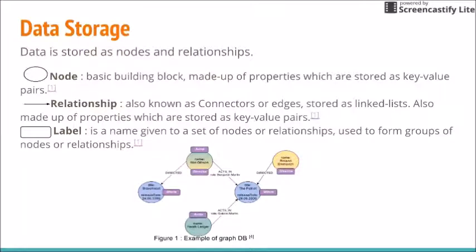Relationships are another basic building block of graph databases. They are also called connectors or edges. They are used to connect two nodes. They are depicted as directed arrows from one node to another, defining the relationship between them. Lastly, the graph database uses labels, which is a name given to a set of nodes or relationships used to form a group of nodes or relationships, respectively.